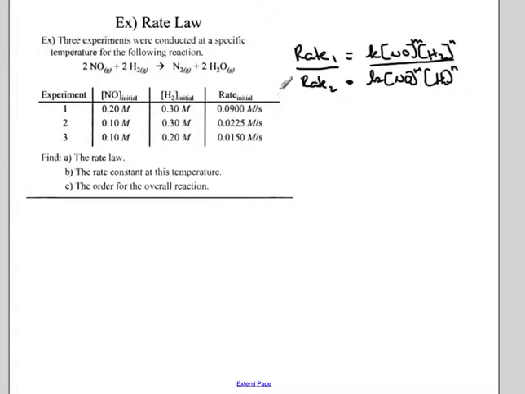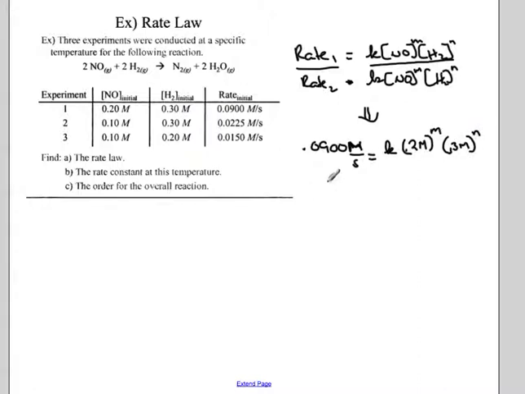Okay, so now we're going to take the amounts and plug them in. Going down to the second part, the rate for the first reaction is 0.0900 molarity per second, which is equal to K multiplied by the concentration of the NO, which is 0.2 molar raised to the M, and then the H2 would be 0.3 molar raised to the N.